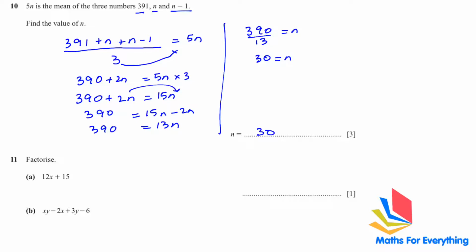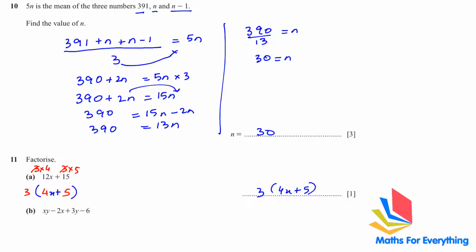Next question, factorize 12x plus 15. What is common in 12 and 15? First, write the bracket. Put a plus in the middle. x is not common, so the x is going to be here. Now the numbers. We know that 3 times 4 is 12 and 3 times 5 is 15. What is common? The 3 is common, correct? Put that out. What are you left with? 4 and 5. So your answer is 3 times 4x plus 5.